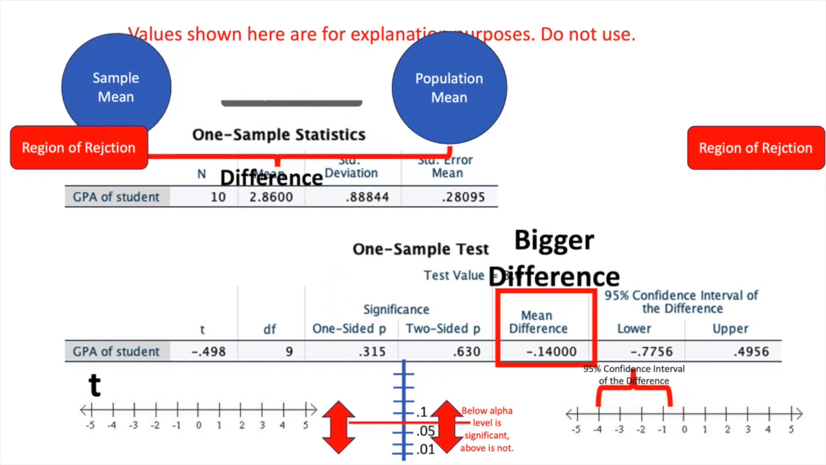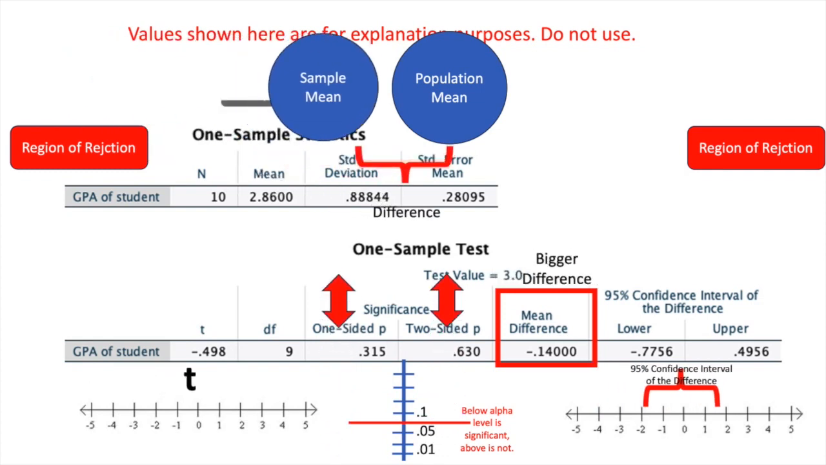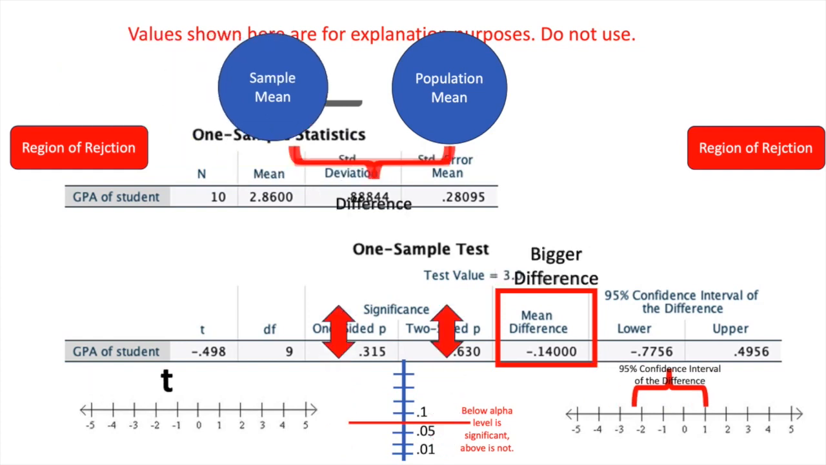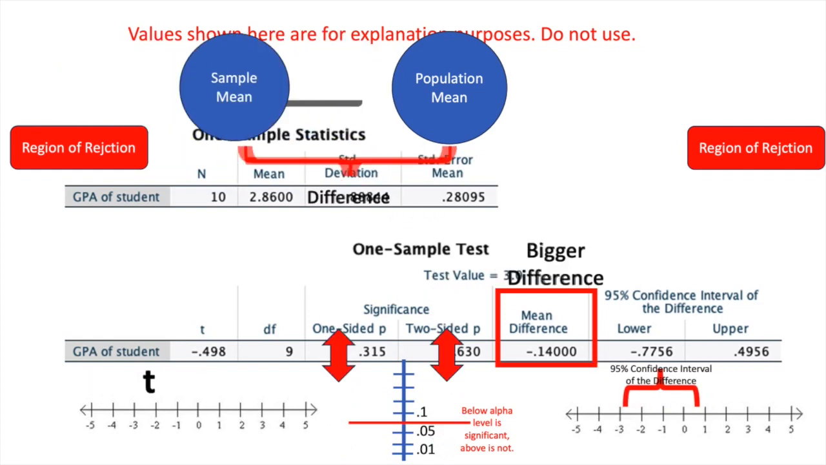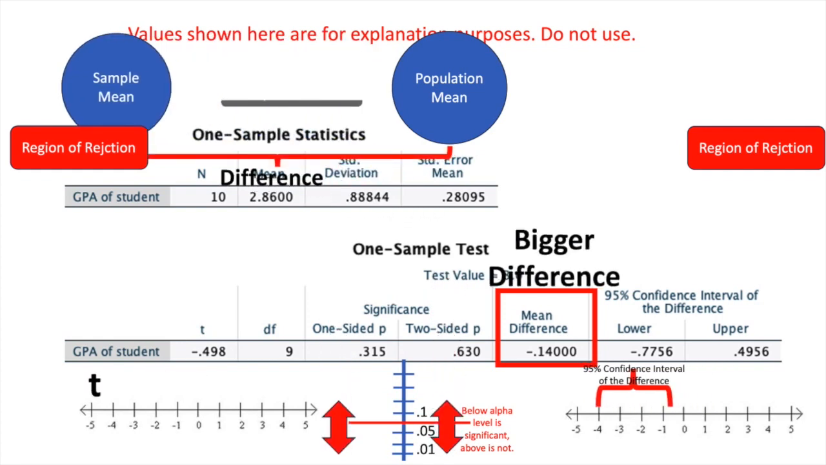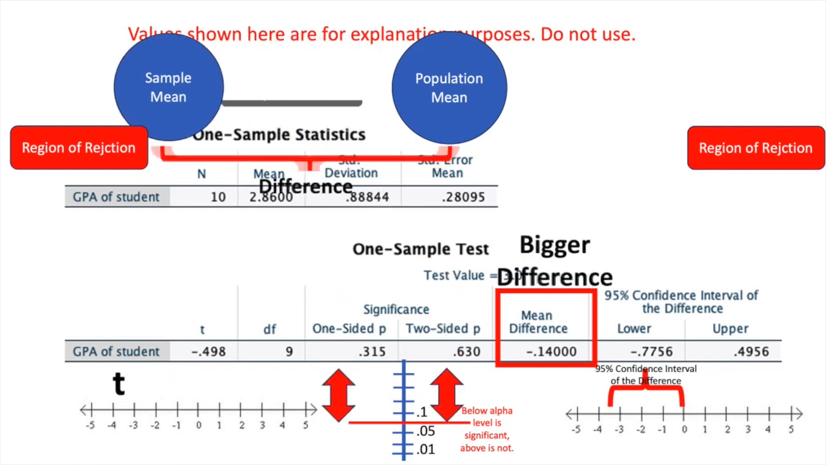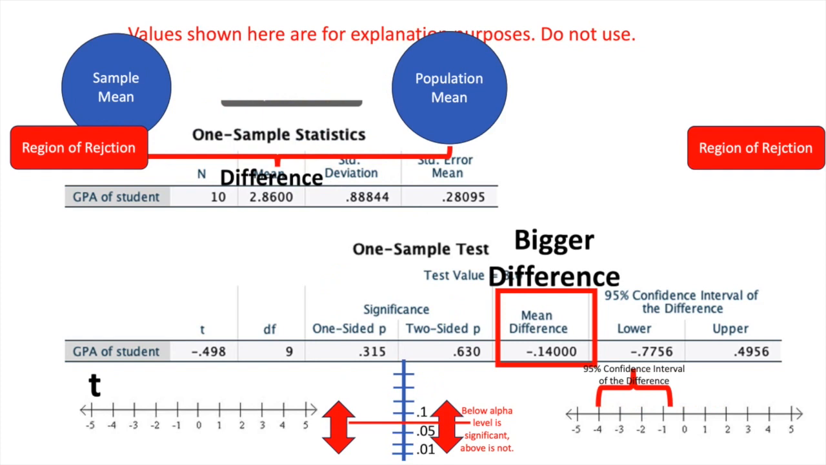All right, so as you can see, the sample mean, let's say it's much lower, lands in the region of rejection. Look at the t-value. The t-value goes further away from zero. Look at the bottom left. The t-value goes further away from zero. Look at the significance p-values. They get lower. As the difference between the sample mean and population mean gets larger, the p-values get lower. How much lower? Who knows?